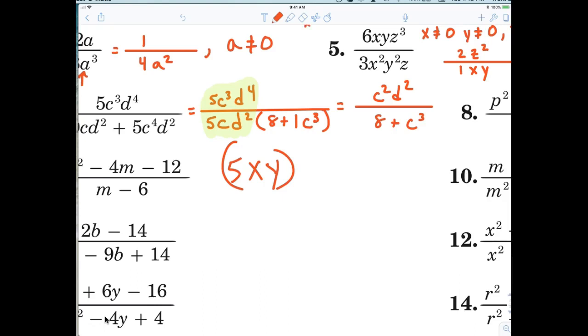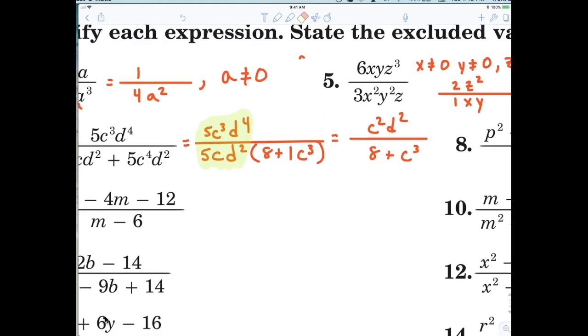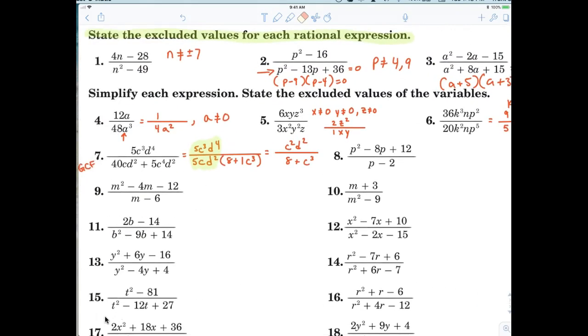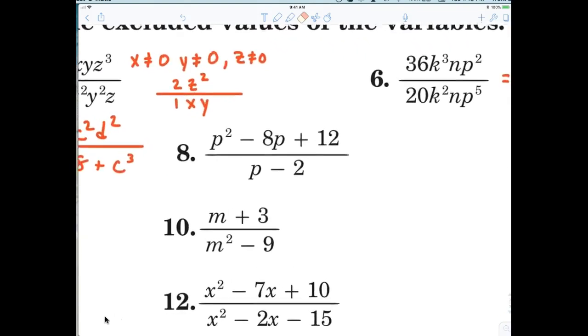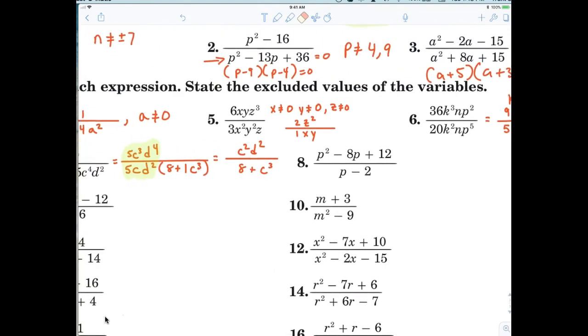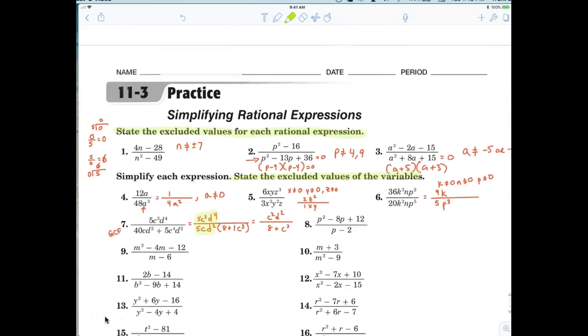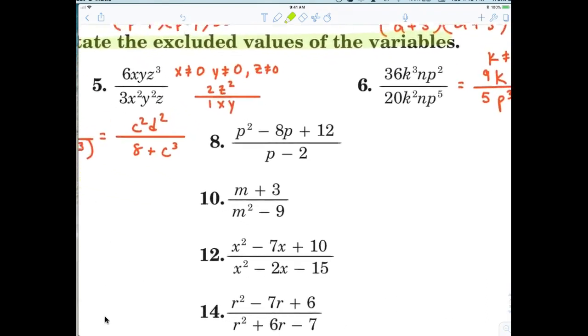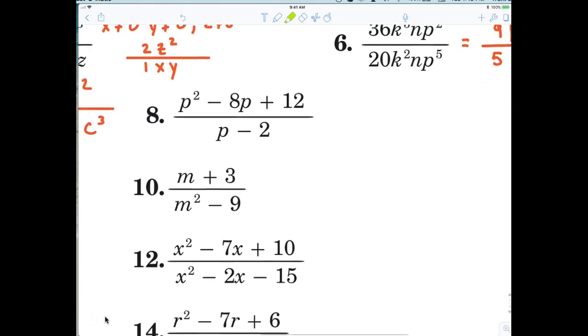All right. So let's see how we did. All right. Number 8. Uh-oh. Listen to me. From now on, I don't want you to worry about the excluded values. I just want the excluded values for the top problems. Is everybody with me on this? All right. There's some things in here that make it complicated that they weren't aware about. All right, so here we go.